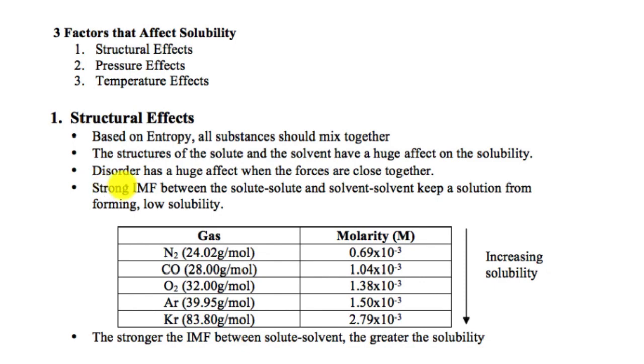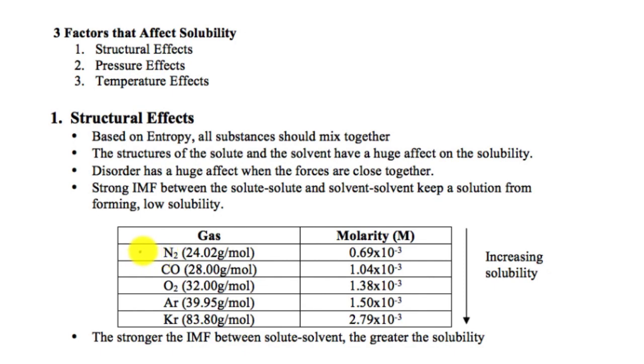So disorder has a huge effect when the forces are closer together. If the attraction forces are closer together, then you would start to dissolve, and disorder or entropy would have the overriding effect. And that's why we get to "like dissolves like." Strong intermolecular forces within the solute or solvent keep it from mixing, and it tends to have a low solubility. Okay, so let's take a look at our first set of data.